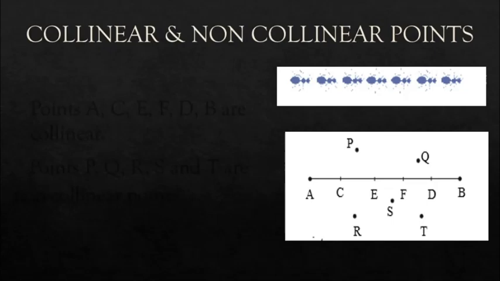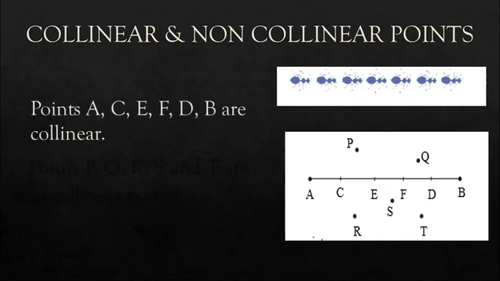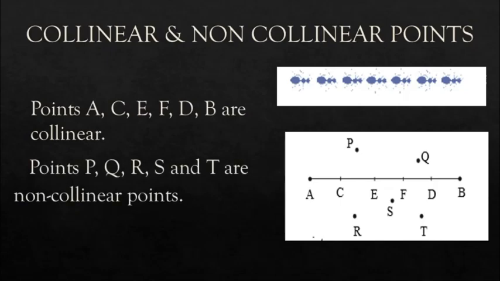If you see the second picture, can you identify the collinear and non-collinear points? Well, the collinear points will be the points which are on the same line. So that means points A, C, E, F, D and B are collinear, while points P, Q, R, S, T are non-collinear points.